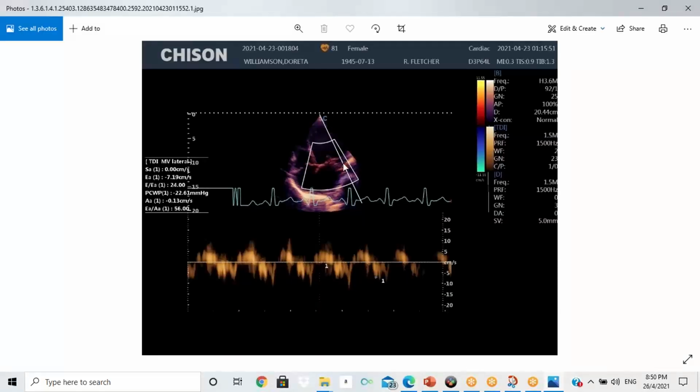Okay, for the lateral mitral annulus, you do the same thing. You get your S prime, which is a systolic component, and then you have two diastolic components, the E prime and the A prime.